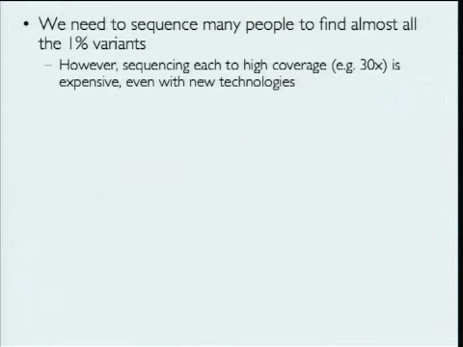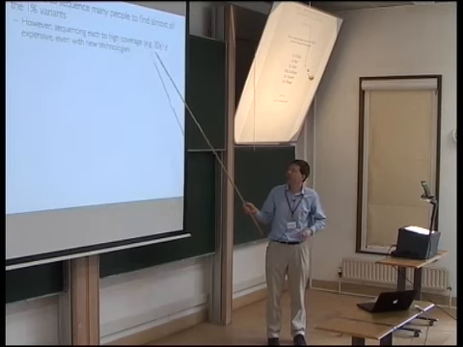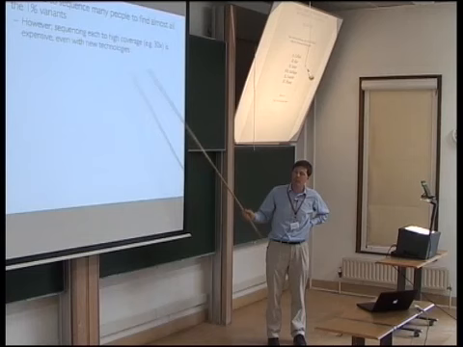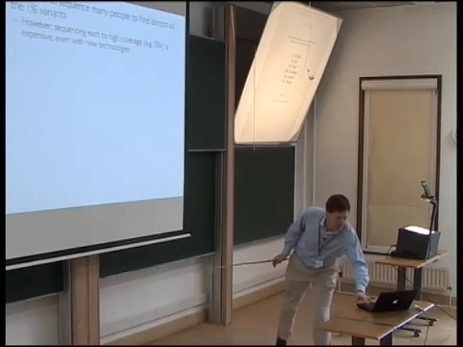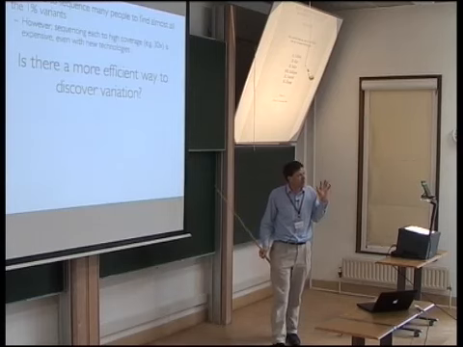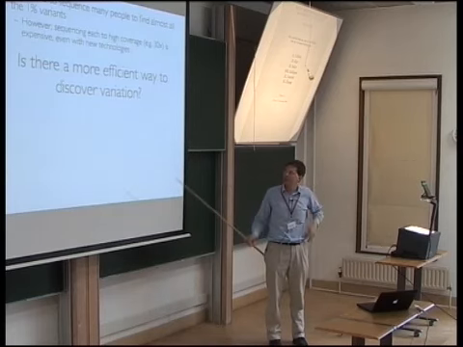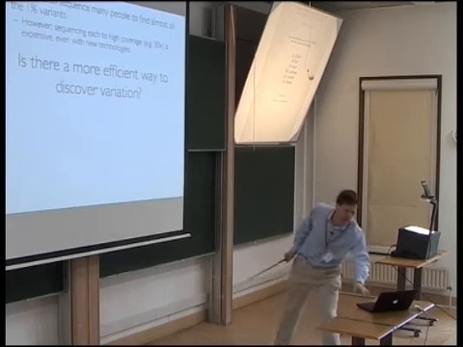Okay, that's all very well. What are we going to do? We've learned quite a lot about how we can sequence individuals. But we need to sequence lots of people to find almost all the 1% variants. And sequencing each one to high coverage, say 30x, which is about what we think we'd have to do to get high accuracy sequence, is expensive, even with new technologies. So is this the best way to describe the distribution of variation in the population? Is there a more efficient way to discover variation?